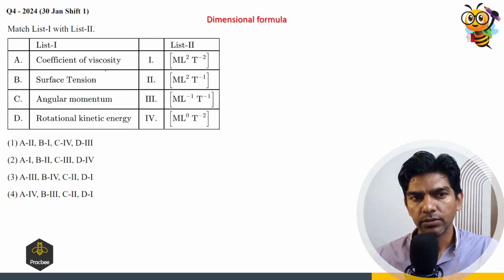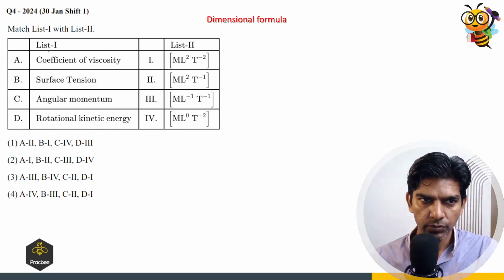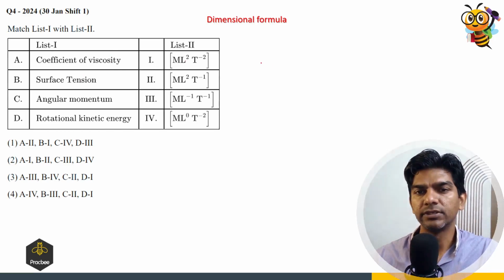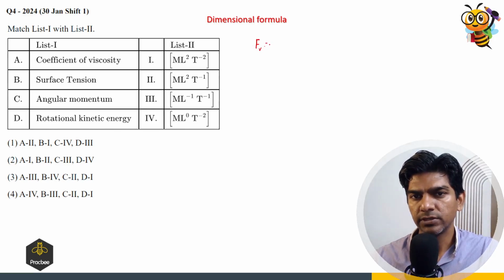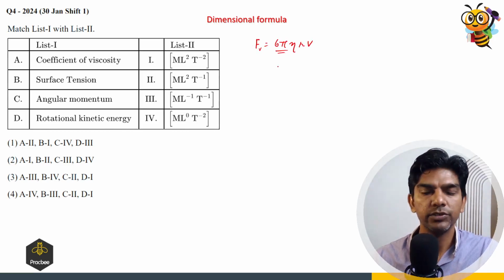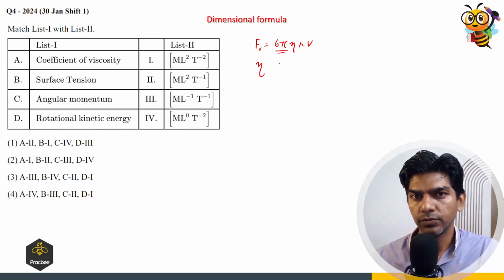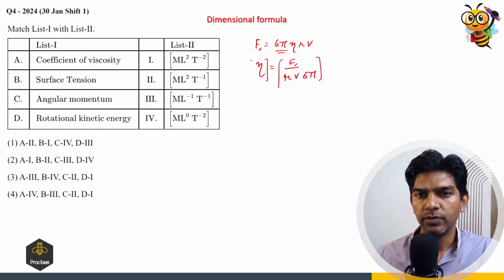Now we have to match the physical quantity with the respective dimension. Let us check. In list 1, A is coefficient of viscosity. We have to remember the formula which contains coefficient of viscosity. If you remember the viscous force, Stokes law, viscous force is given as 6 pi eta R V, where 6 pi is dimensionless and eta is the coefficient of viscosity. So eta can be written as F viscous force divided by R times V times 6 pi. So the dimension of eta will be given by this.